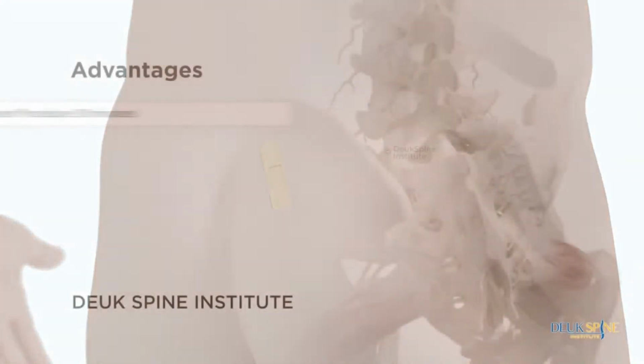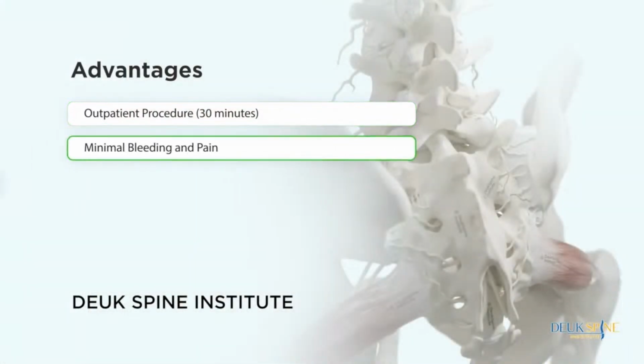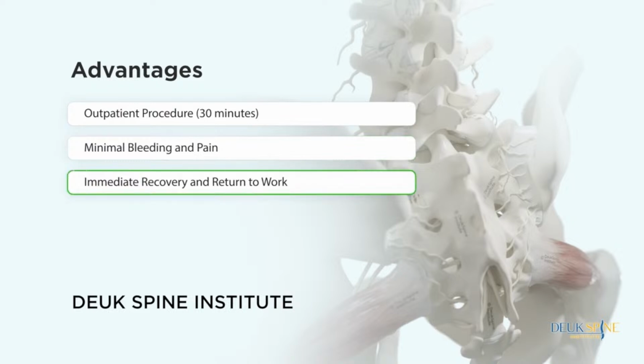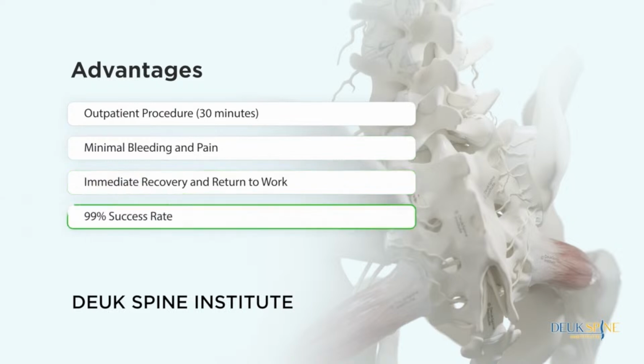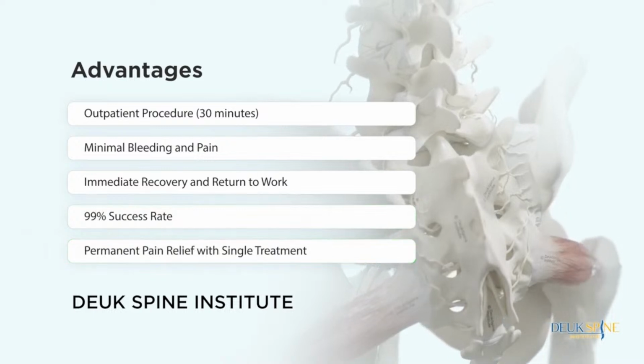The advantages with the Deuk plasma rhizotomy is that it's an outpatient procedure that takes 30 minutes to complete, very minimal bleeding and pain after the surgery with immediate recovery and return to work the next day, as well as a 99% success rate and permanent pain relief with a single treatment.